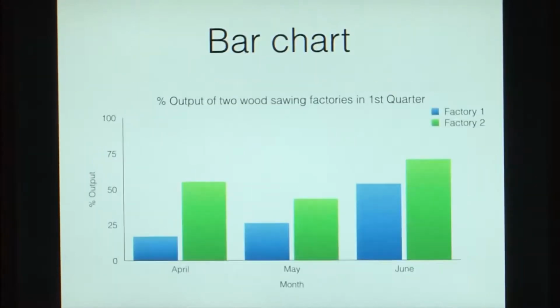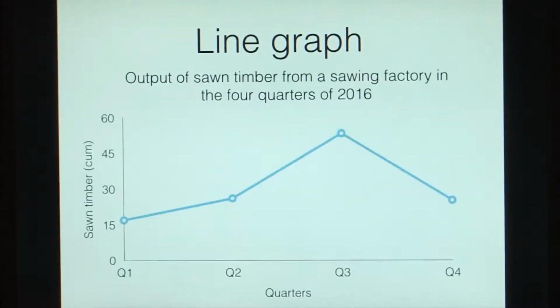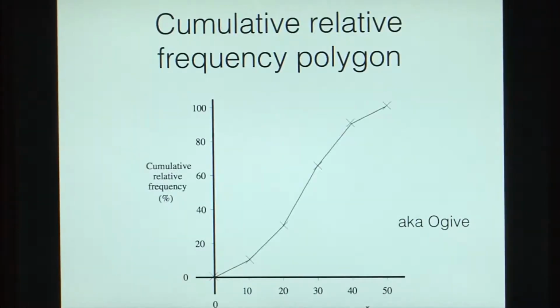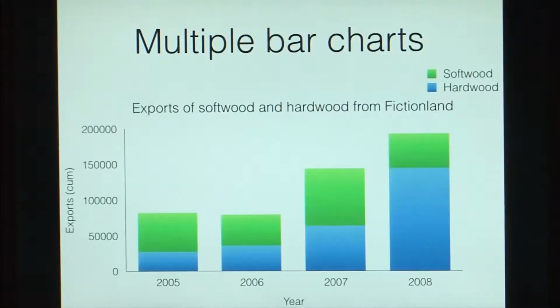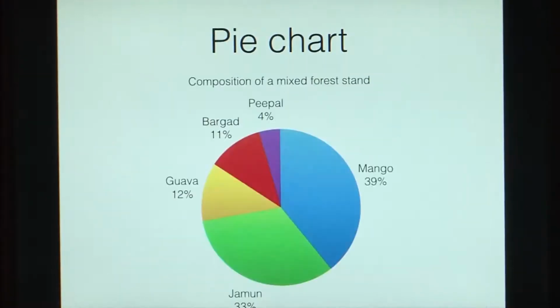We also looked at bar charts, histograms, line graphs, cumulative relative frequency polygons or ogives, multiple bar charts, scatter plots that we have used later on, and also pie charts.